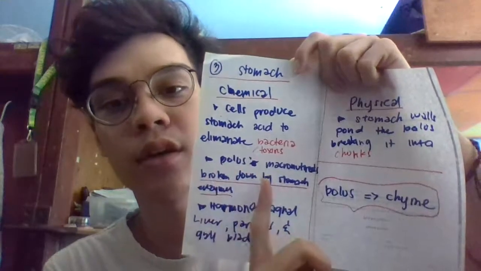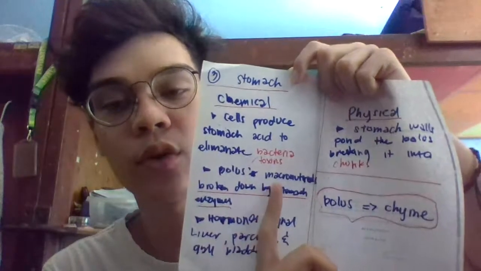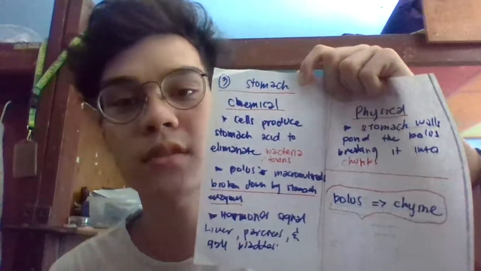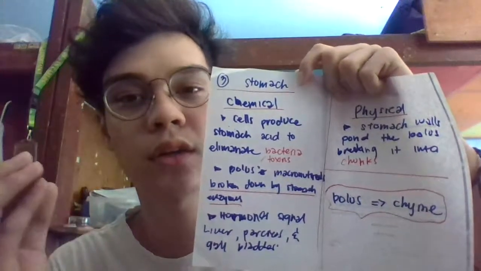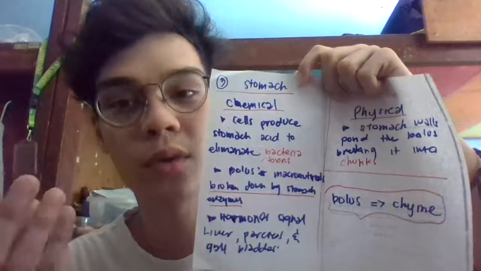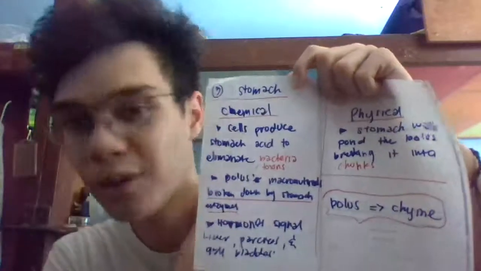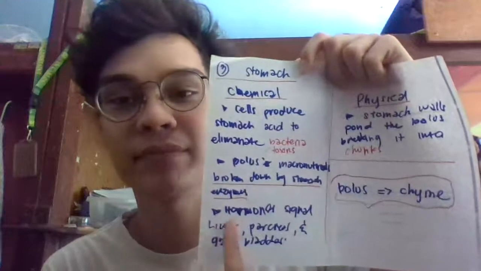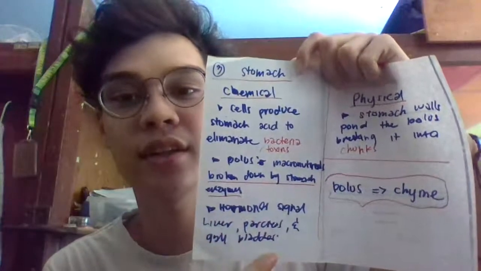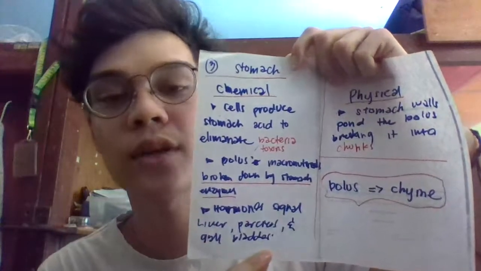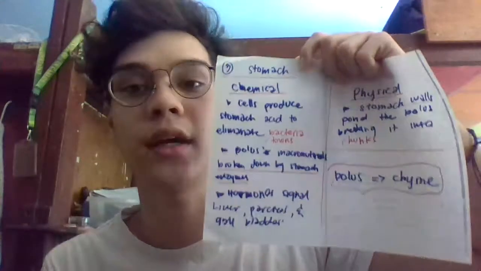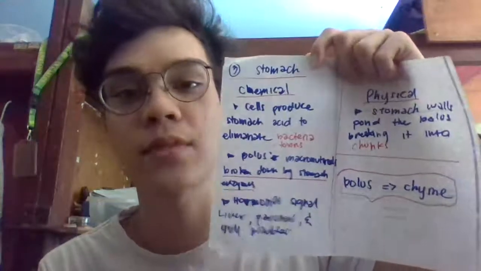The bolus's macronutrients are broken down by the stomach enzymes. The enzymes are produced by the stomach. They break the food molecules down even smaller, into macronutrients, which are the biomolecules. And then the hormones signal the liver, pancreas, and gallbladder that food is coming in, and to prepare their enzymes to break down the food.